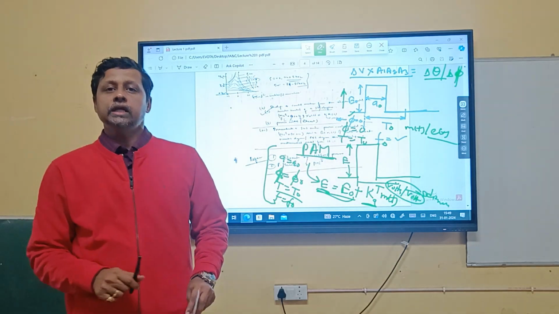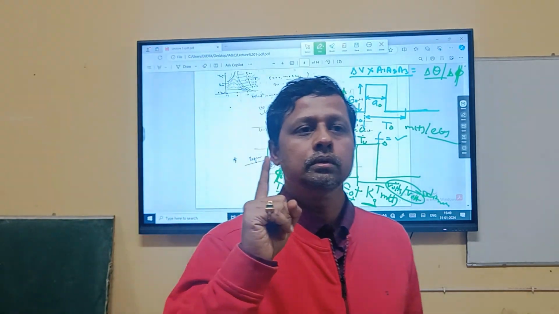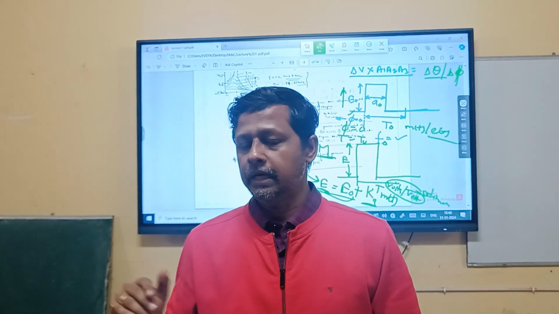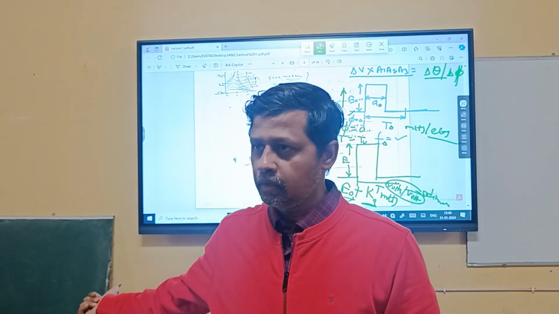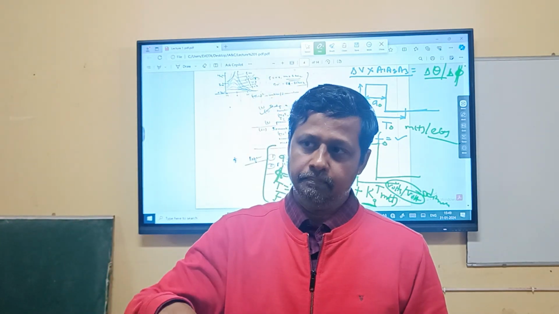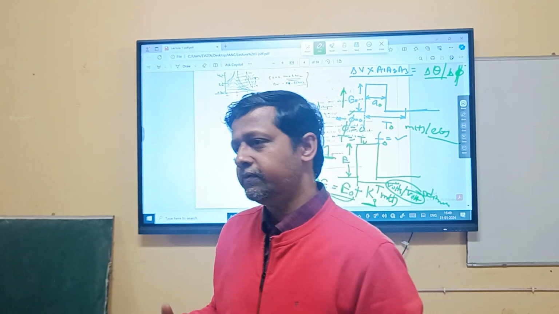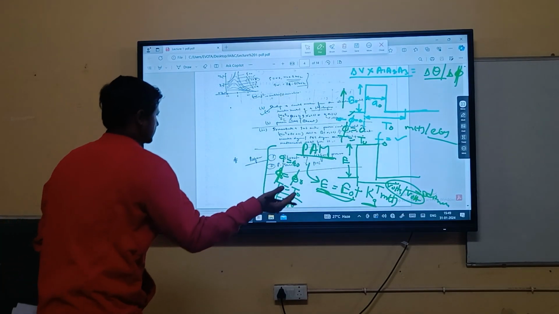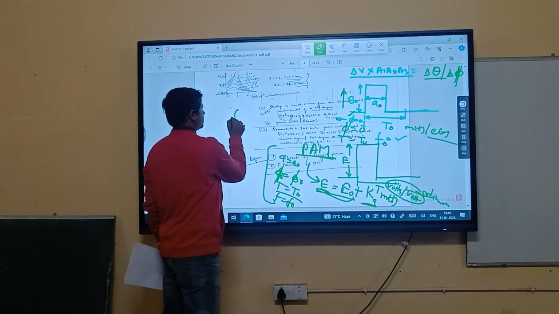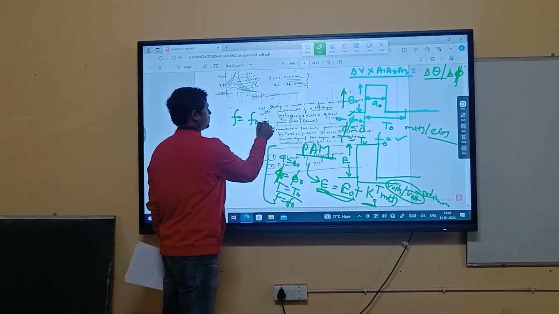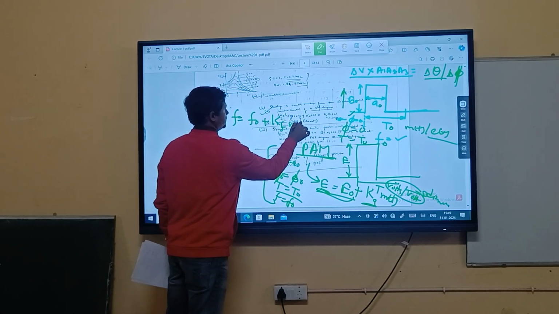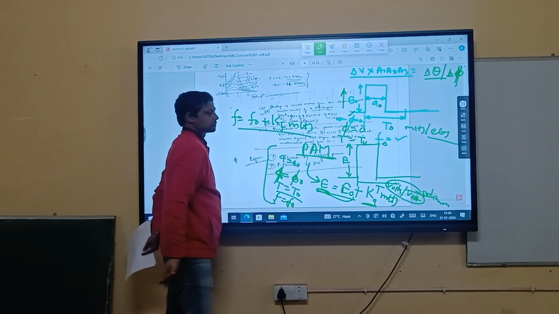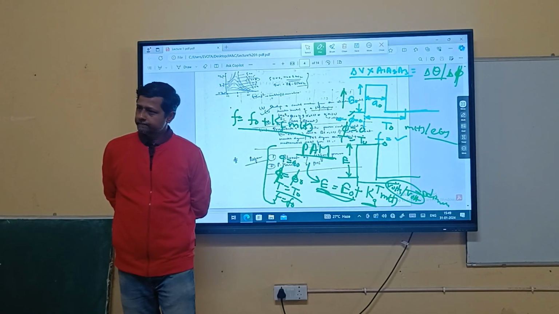Then you allow only one parameter to vary. In this case, if it is amplitude, then it is PAM. Understand? If it is a frequency, then, for example, F is equal to F naught plus KF m(t). Possible?